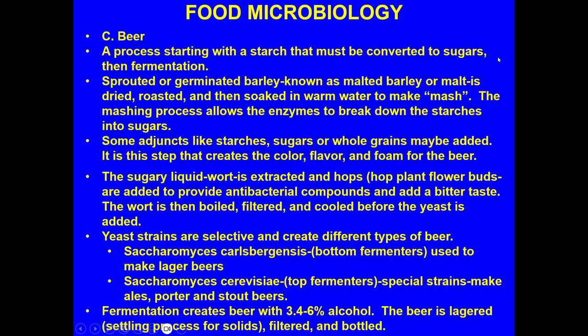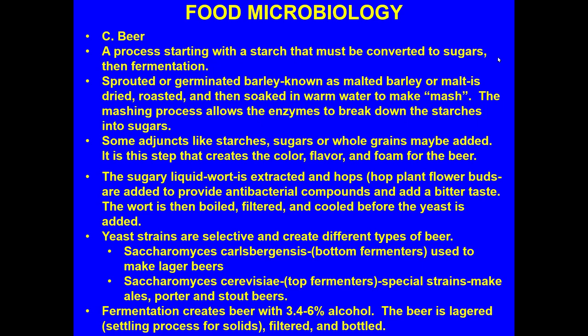What about beer? Now, this is a process starting with a starch, and we must convert those starches into sugars. Then we ferment them. You have barley, which is best known. It's sprouted or germinated. The malted barley, or malt, is dried, roasted, then soaked in warm water to make mash. The mashing process allows the enzymes in the grains to break the starches into some sugars.